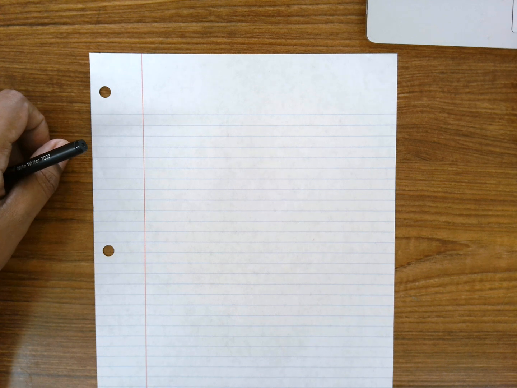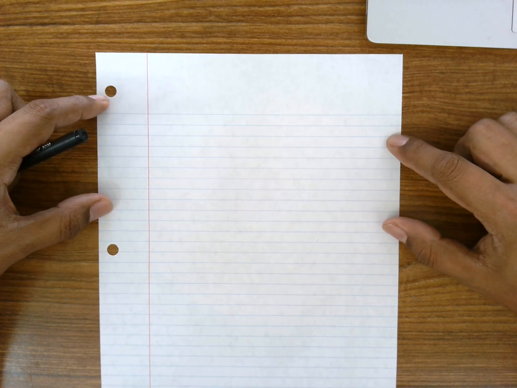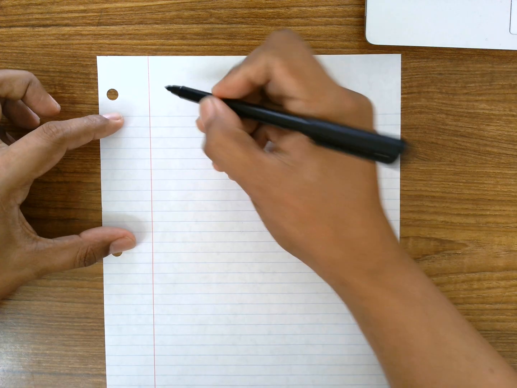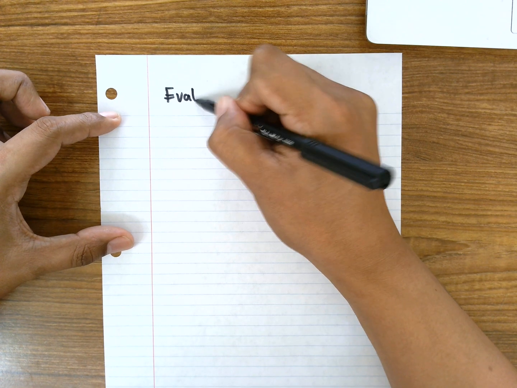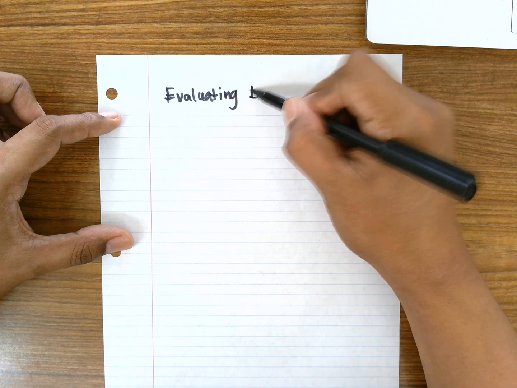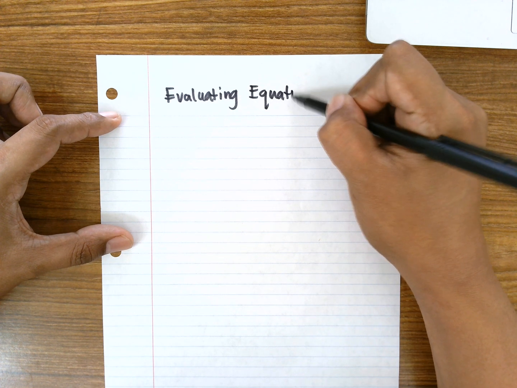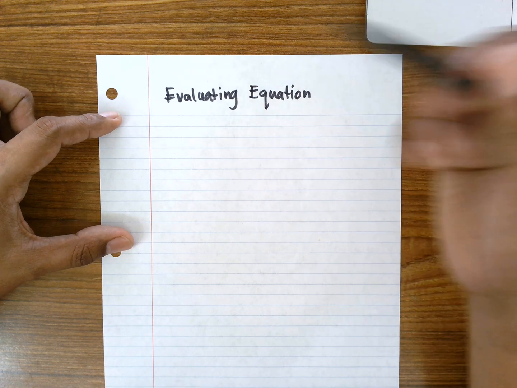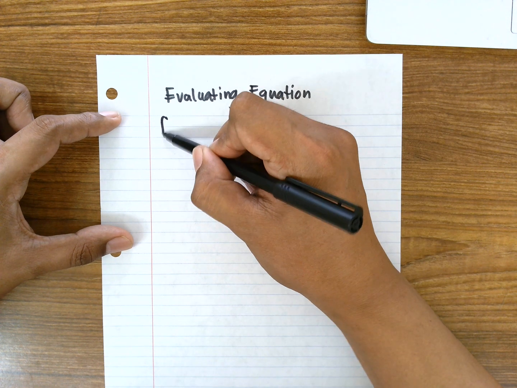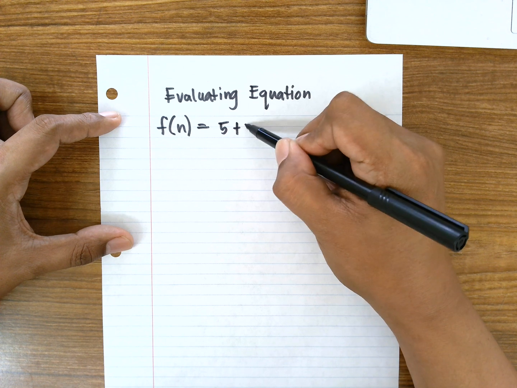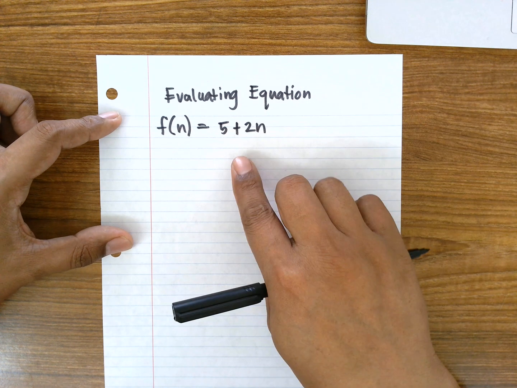Alright, so our topic today is about evaluating equations. Now, in evaluating equations, we said that when we say evaluating, meaning we want to get the value of our equation. Okay, so let's say for instance, you are given the equation f of n is equal to 5 plus 2n. So this is our equation.